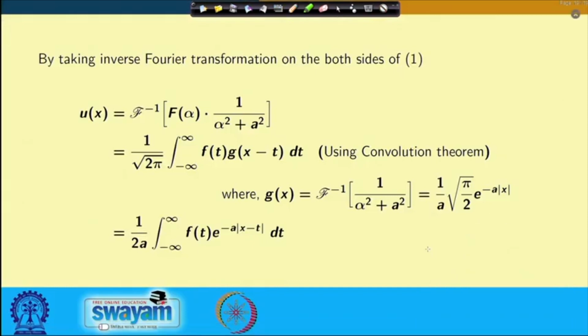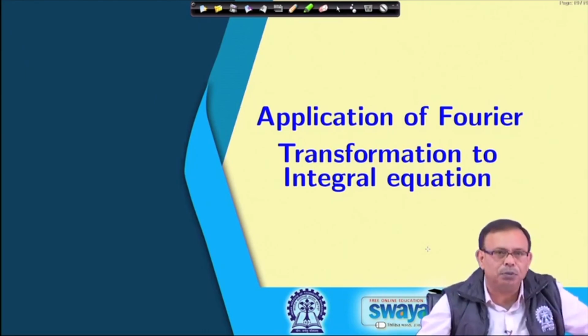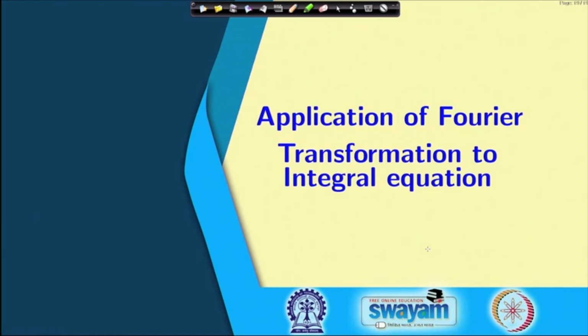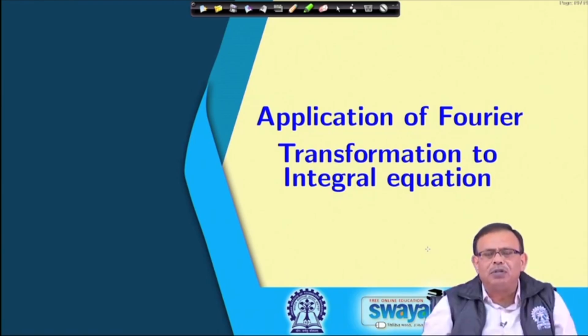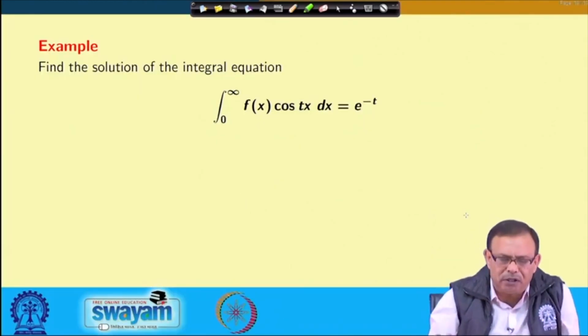that is, application of Fourier transform to integral equations. That is, whenever an integral equation is given to us, we want to find out the solution of that integral equation using the Fourier transform. Let us take the example directly.